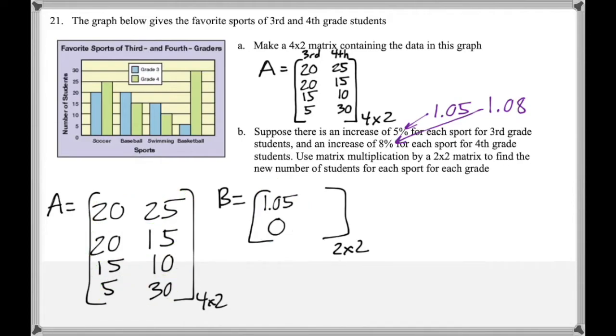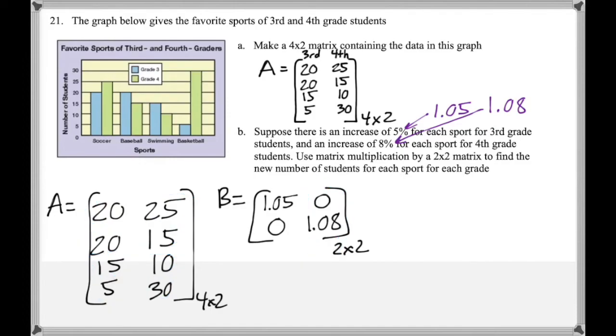Now in the second column, I want to put 0 and then 1.08. So the way that this will work is row times column, and the 20 gets multiplied by 0, so that's equal to 0, and that's what we want because we don't care about the 3rd grade information right now. We only care about the 4th grade information. And the 25 gets multiplied by the 1.08, and that's what we want. And the same thing will happen for the rest of the rows.